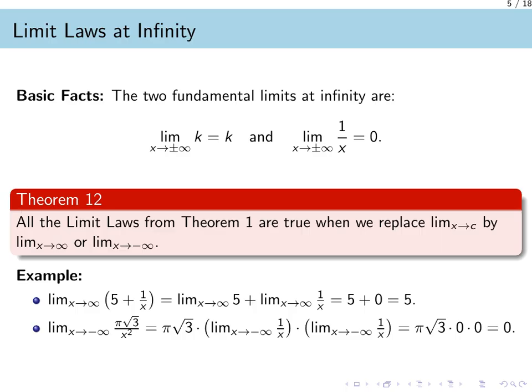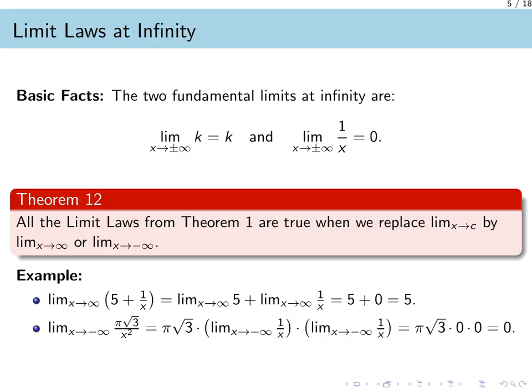The great news is that all the familiar limit laws we have already learned also apply to limits at infinity. We just need two new foundational facts to get started. First, the limit of any constant k as x approaches positive or negative infinity is simply that constant k. Second, the limit of the fraction 1 over x as x goes to either positive or negative infinity is 0, which makes intuitive sense as the denominator grows without bound.